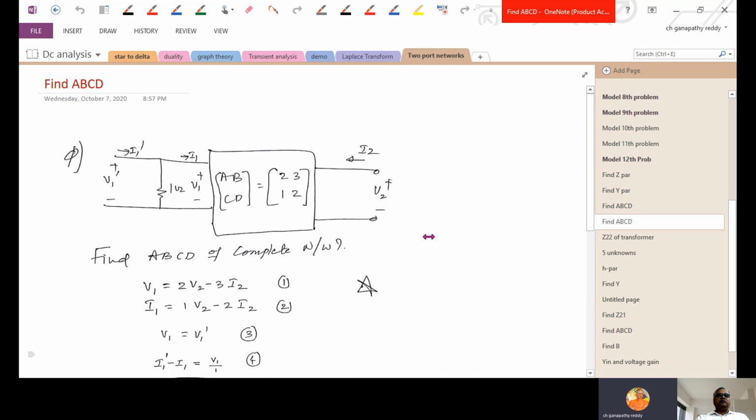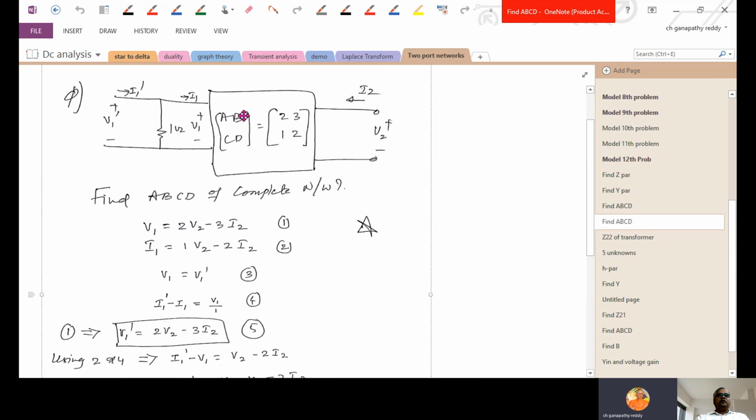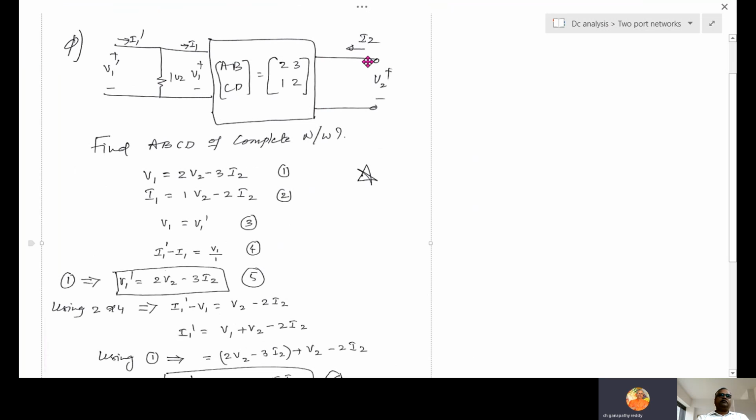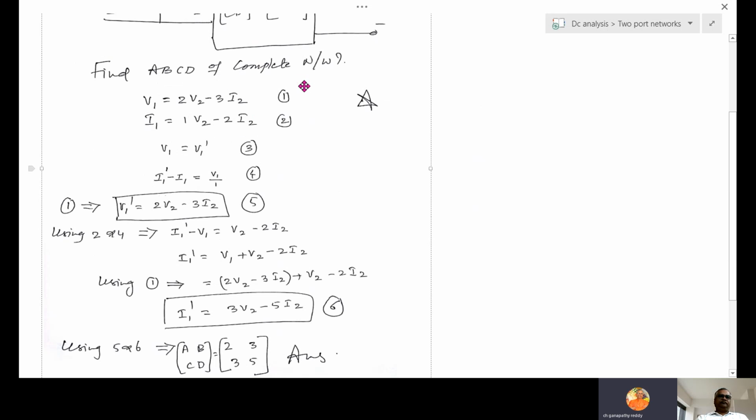Now this is another problem. In this box ABCD is given, and externally a 1 ohm resistor is connected. Find ABCD of the complete network. So what is the best way of solving this? When we want the complete network, when two networks are connected in cascade, ABCD parameters are multiplied.